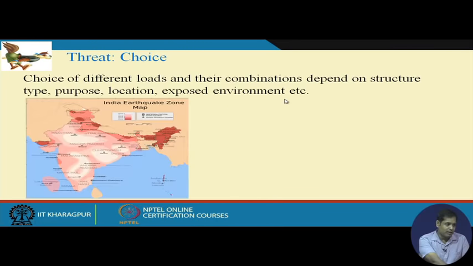For instance, you see this is the earthquake zone map of India, and this map shows you which are the places prone to earthquake. I mean, these are the places where the probability of having earthquake is more compared to the lighter part here. Now, naturally, if you're building a structure here, you need to consider earthquake load. But when you are constructing a building here, that earthquake load may not be that significant. So whether or not earthquake load is to be considered needs to be decided based on the location.